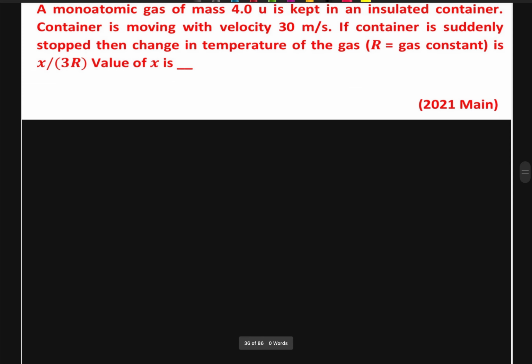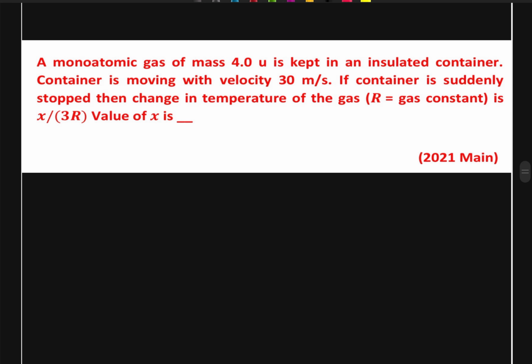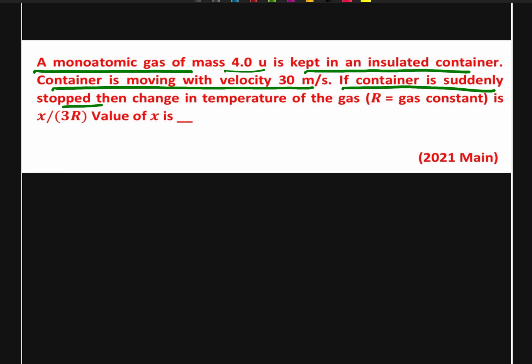Next question. It states that a monatomic gas of mass 4u is kept in an insulated container. The container is moving with velocity 30 meters per second. If the container is suddenly stopped, then the change in temperature of the gas is x upon 3R. The value of x is.